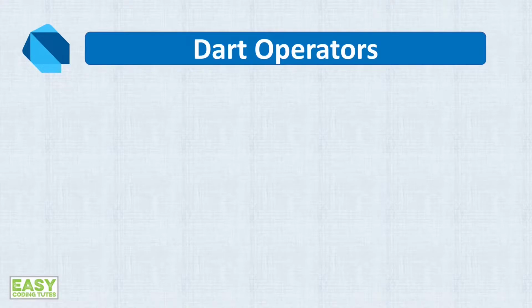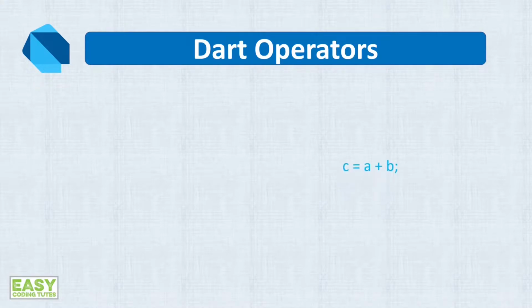An operator is a symbol that is used for manipulating values or performing operations on its operands. Dart provides an extensive set of built-in operators to accomplish various types of operations. Operators can be unary or binary, which means unary operators take only one operand and binary operators take two operands.